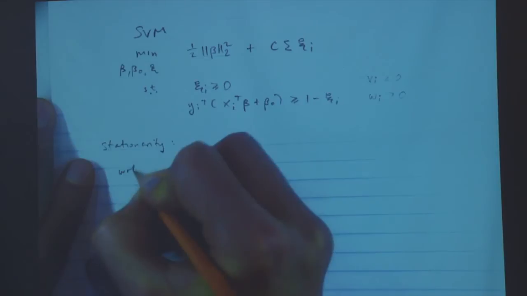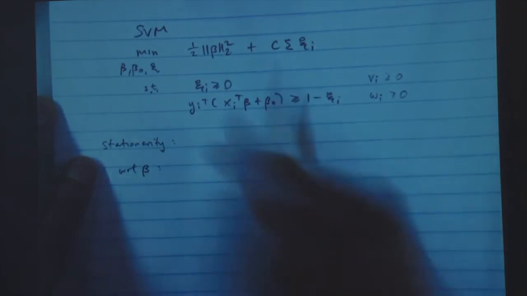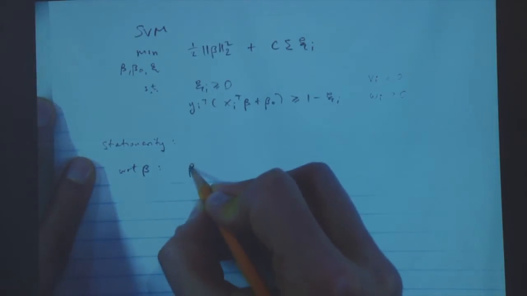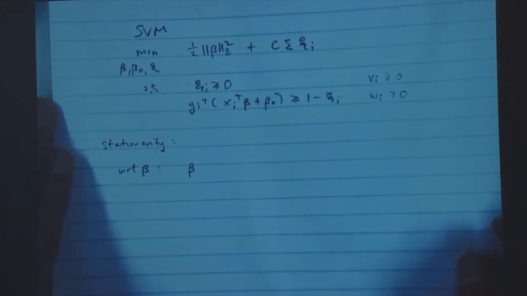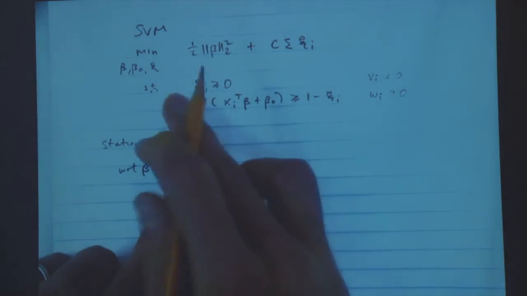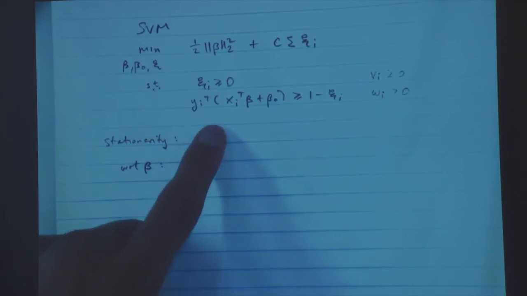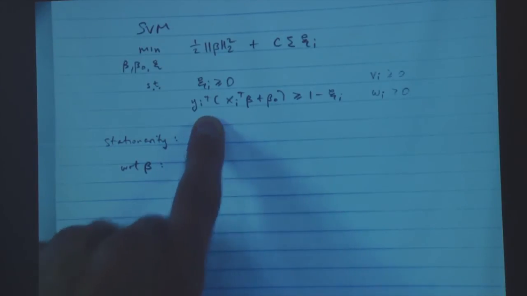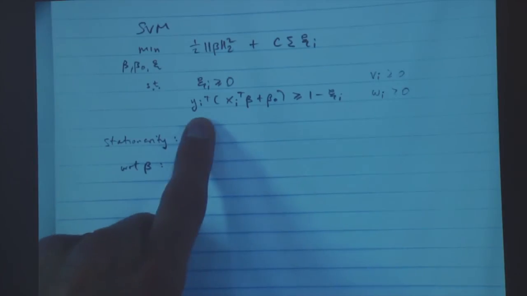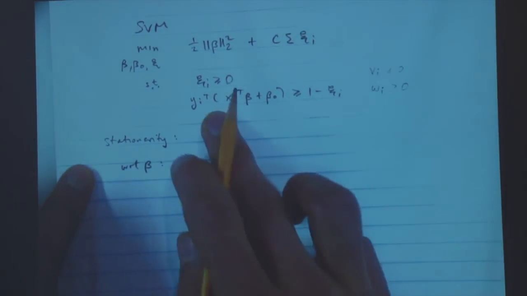So with respect to beta, what does stationarity say? It says that this just gives us beta, right? Plus any combinations we take here with vi and psi don't involve beta, so they don't matter. We take the gradient. Any combinations we take here with wi and yi, this is not transpose, it's just times. Yi is real valued.